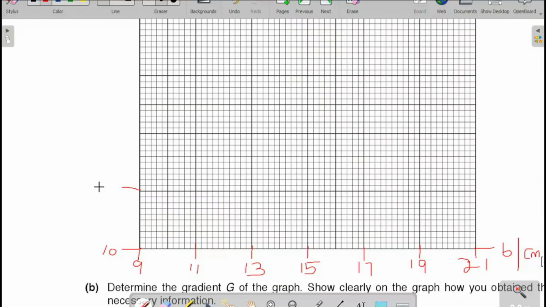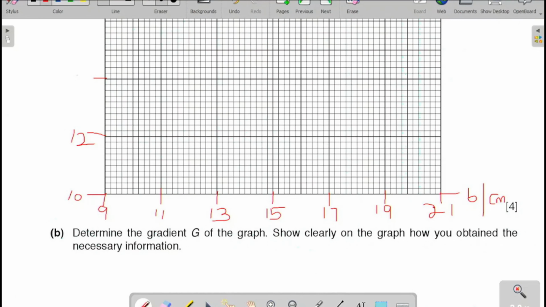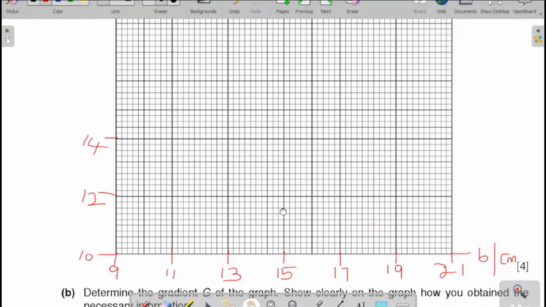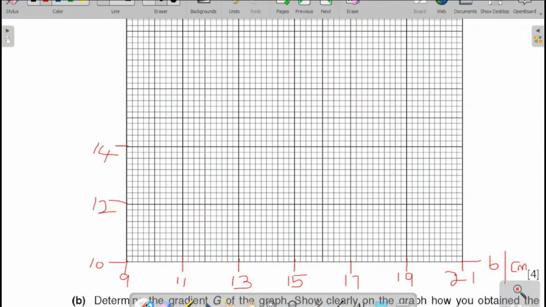We're going to have this one as 12. So this is 14. The next one is 16.